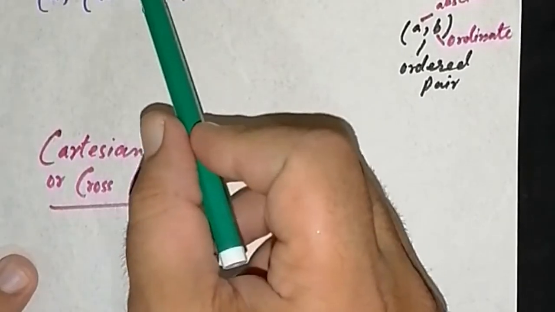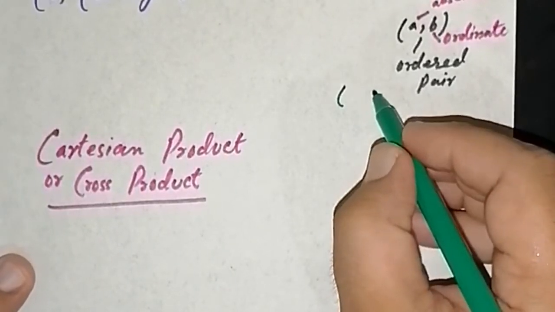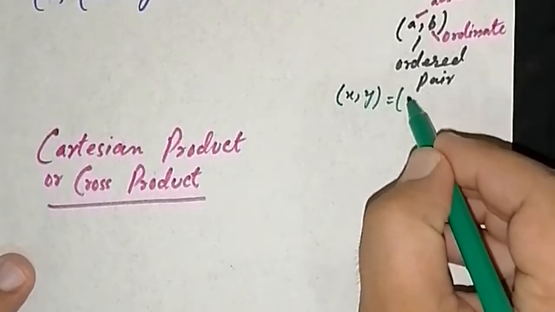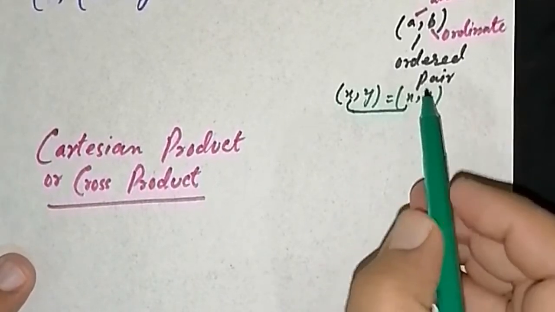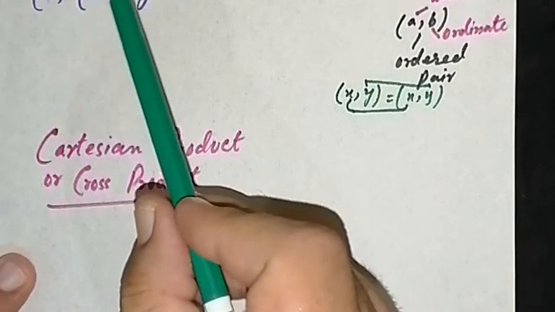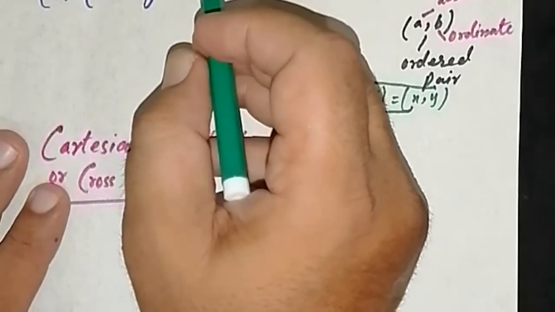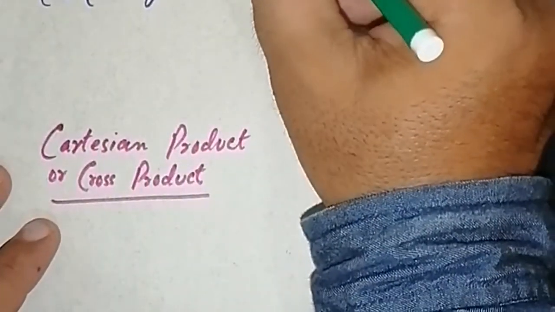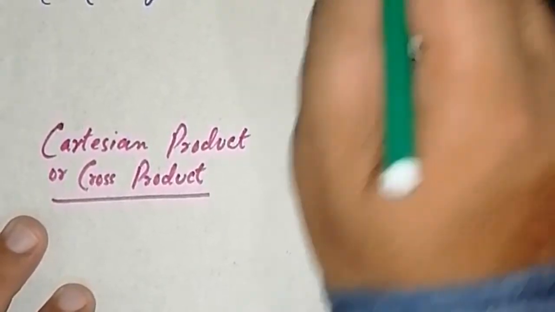Before solving these questions, you have to understand that if two ordered pairs are equal, for example, this is equal to this, then the abscissa will be equal to the abscissa of the other and the ordinate equal to the ordinate of the other. By using this method, we solve these fill in the blanks. According to the first part, (A, B) is equal to (2, 3). This ordered pair is equal to this ordered pair. The abscissa of this is equal to the abscissa of this. So, A is equal to 2 and B is equal to 3. This is the fill in the blanks of the first part.